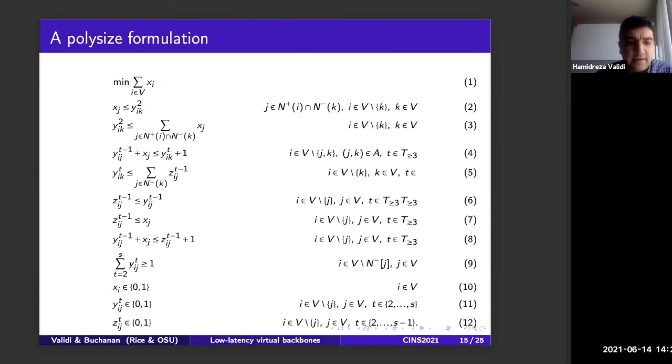We then propose a polynomial-sized formulation, which we inspired from a nice paper of Dr.